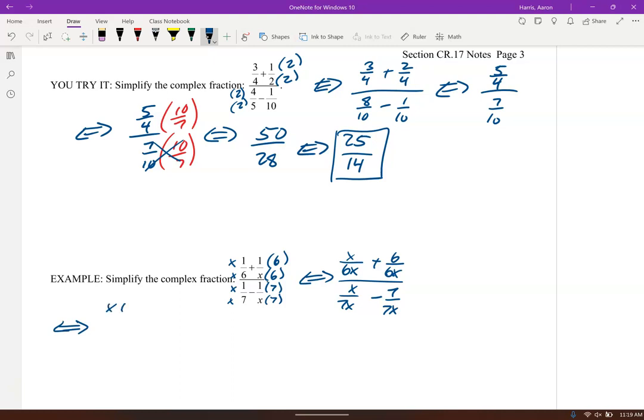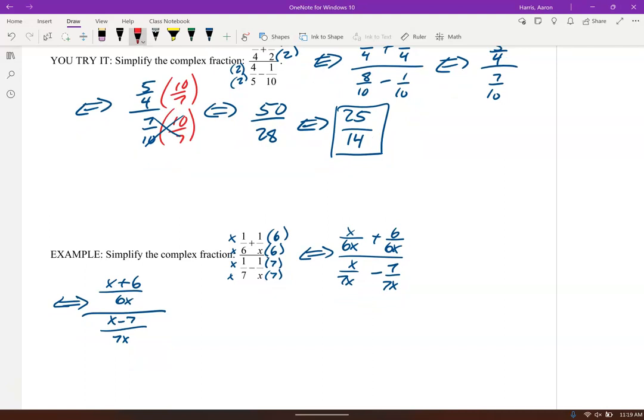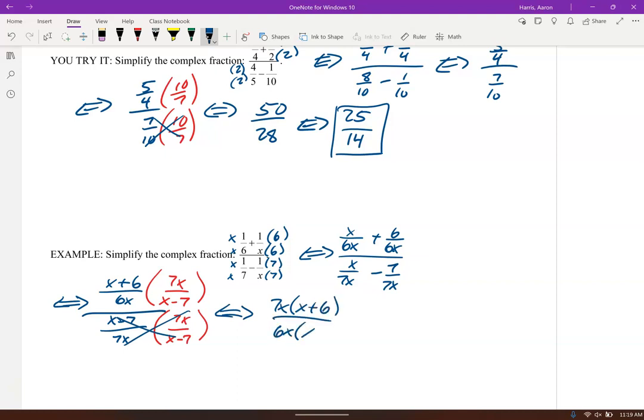So now we have a common denominator, x plus 6 all over 6x, all over x minus 7 all over 7x. And notice we have one fraction over one fraction. So now we're okay multiplying by the reciprocal. Anything cancel? Notice those x's do cancel.